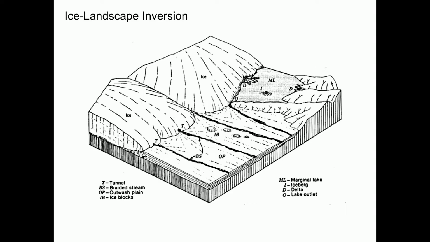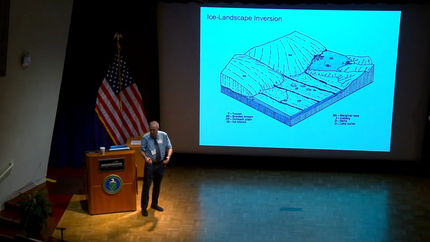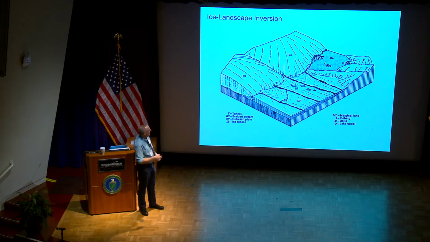You can have lakes forming at the margin of the glacier where meltwater becomes impounded behind older moraines or lobes of ice. The ice doesn't melt back completely evenly. Some parts melt faster than others, so you can get embayments in the ice that trap water.